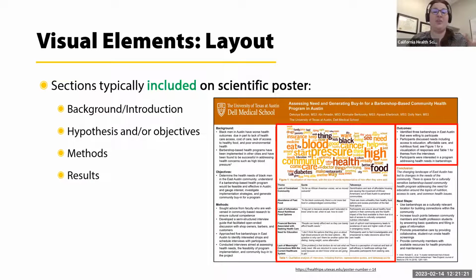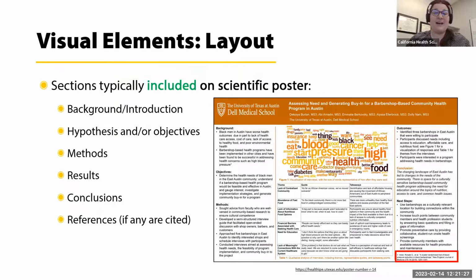Then you'll have your results. There's your conclusions, references if you have any, and these are generally pretty small. You don't want those to take up a lot of space. And your acknowledgements. Your acknowledgements can be people that helped you. It can be sources of funding, IRB approval if you needed it, or even if it was exempt. So a lot of those different things that go on there.